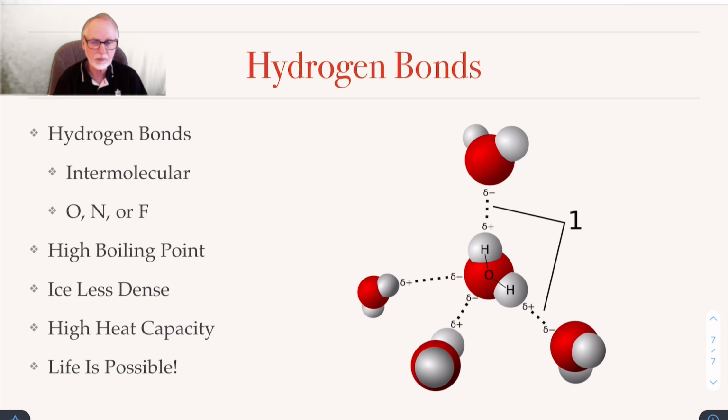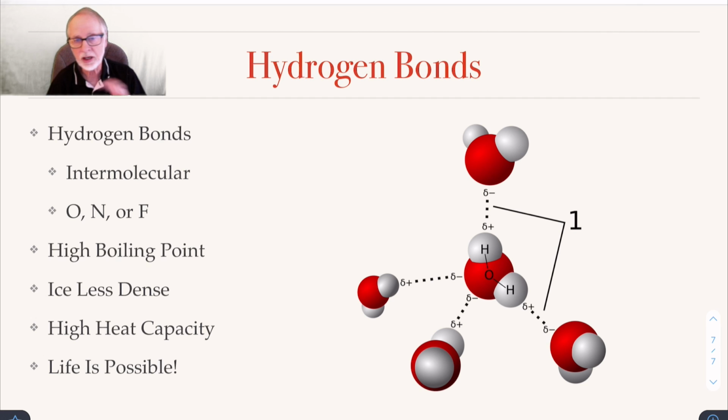Well, if you remember from a previous discussion, there were 2 non-bonding pairs of electrons on the oxygen atom within the H2O molecule. So because of that, we get 2 hydrogen bonds there as a result. Again, these are not as strong as covalent bonds, but they're pretty strong intermolecular interactions. And that attraction between molecules actually has an impact on properties.